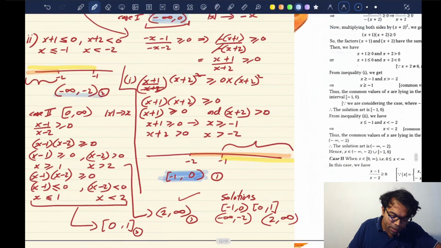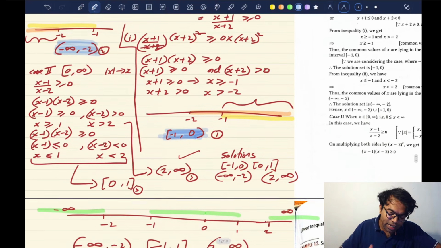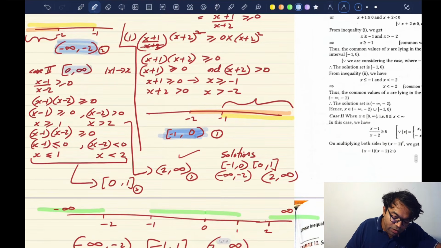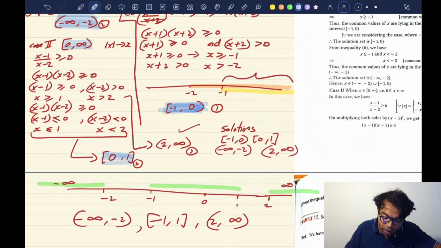Similarly, this is correct. Minus infinity to minus 2 is correct, because it is inside our case interval. Now in the second case, you had 0 to infinity. Okay, so your solutions in that particular case should also lie between 0 and infinity. You cannot have minus infinity or any number beyond 0. You cannot have that. Did you understand this?